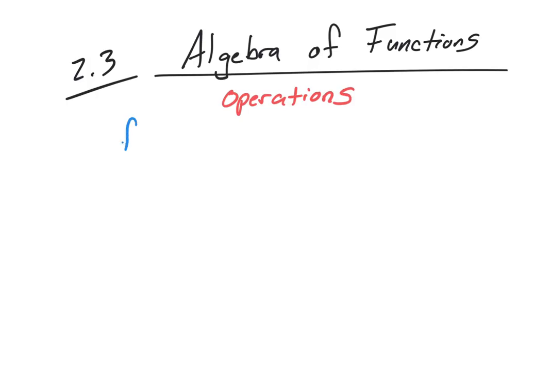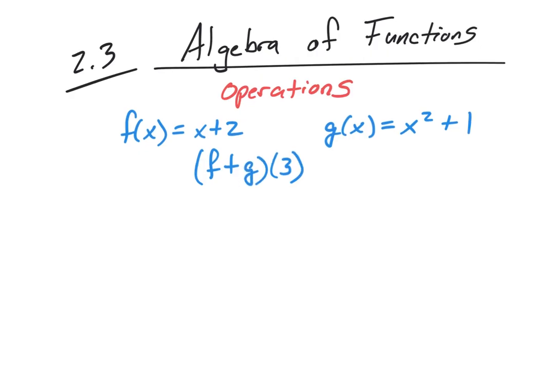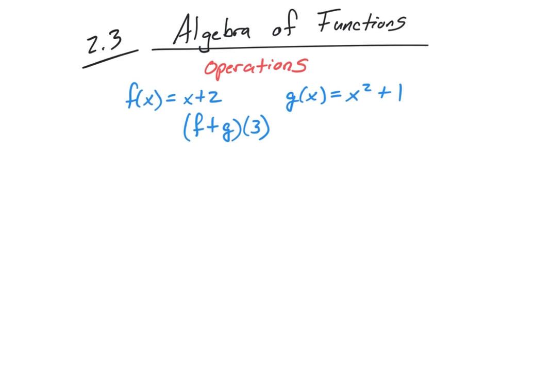So let's, in this case, say f of x is x plus 2. g of x is x squared plus 1. Okay, if I ask you to do f plus g of 3, there are 2 different ways that we can go about this.